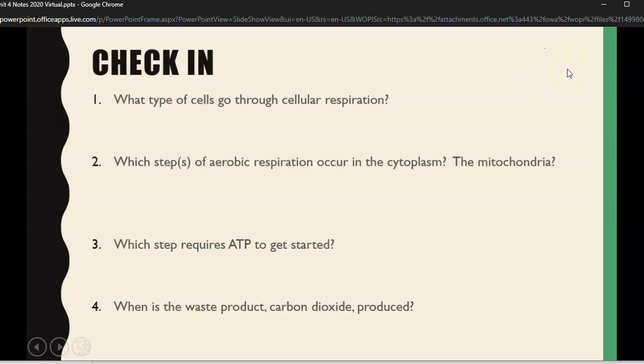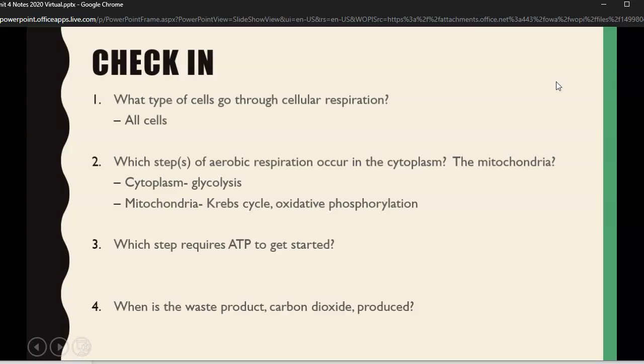Okay, last check-in. What type of cells go through cellular respiration? You're right, all cells. Which step of aerobic respiration occurs in the cytoplasm? Glycolysis is in the cytoplasm, and within the mitochondria, you have both the Krebs cycle and the oxidative phosphorylation. Remember, all three of these steps are required for aerobic cellular respiration, but glycolysis is in the cytoplasm and the other two are in the mitochondria.